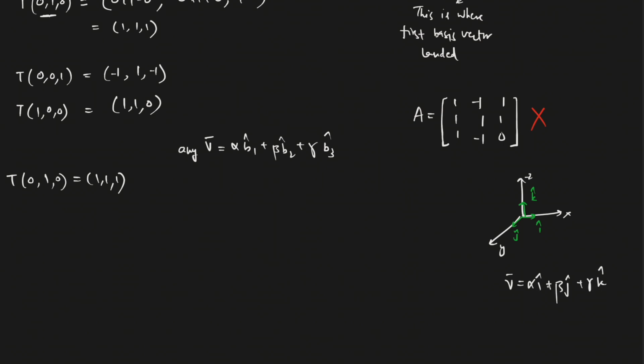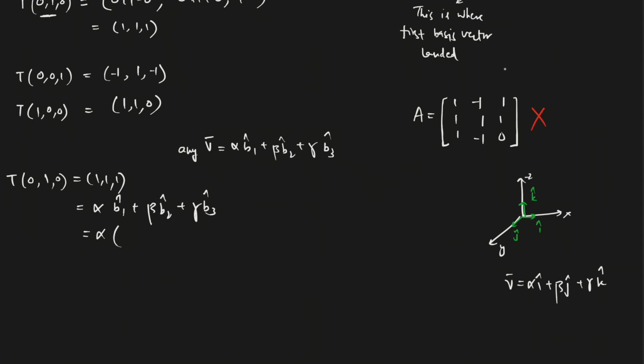Similarly, we have replaced i hat, j hat, k hat with our new basis vectors b1 hat, b2 hat, b3 hat. So any vector is nothing but a linear combination of these three basis vectors. Similarly, this 1 1 1 is a linear combination of our three basis vectors. So it is alpha times b1 hat plus beta times b2 hat plus gamma times b3 hat, right?